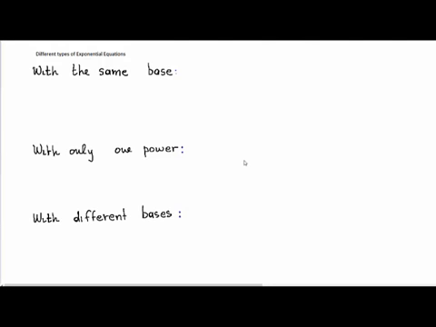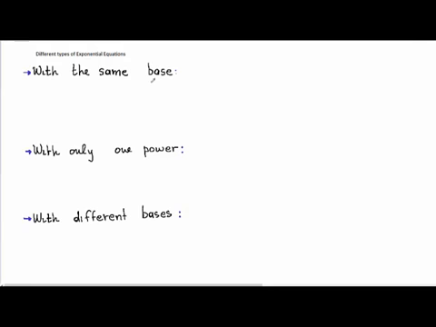Working with exponential equations can sometimes prove complicated or confusing. You need to remember that all exponential equations can be handled the same way, but we have different exponential equations that look different. And depending on the initial form of the exponential equation that you have, you can decide what to do first and what to do next.